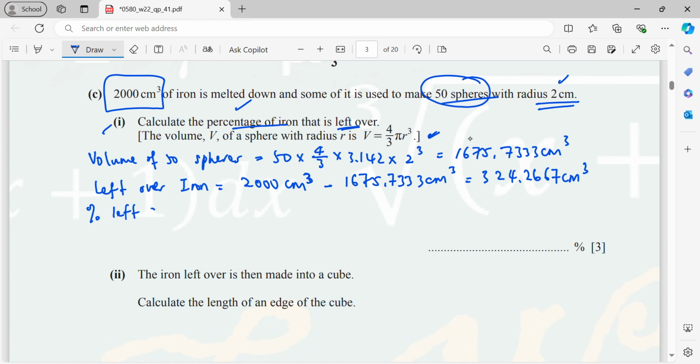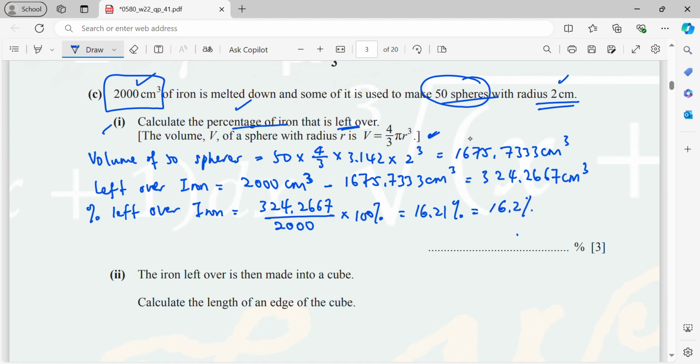Leftover iron, it will be the amount, which is 324.2667 over the total, the initial amount of iron, 2000. Then you times 100%. Then this is going to be 16.21%. And now I round up to 3 significant figures. Then you will be getting 16.2%. So that's the solution of this part C.